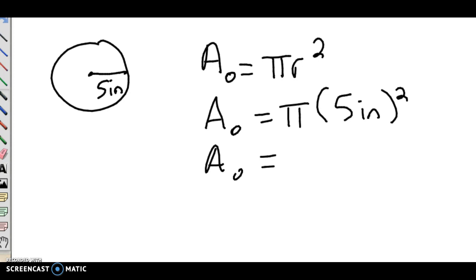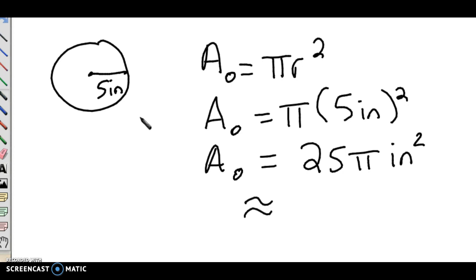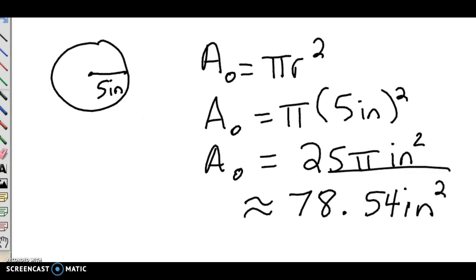The exact area in terms of pi would be 5 squared, which is 25, times pi inches squared as the unit of measure. Then the decimal approximation we'll find the same way that we did before, using our calculator and the pi button. The decimal approximation, rounded to 2 decimal places, is 78 and 54 hundredths of an inch squared.